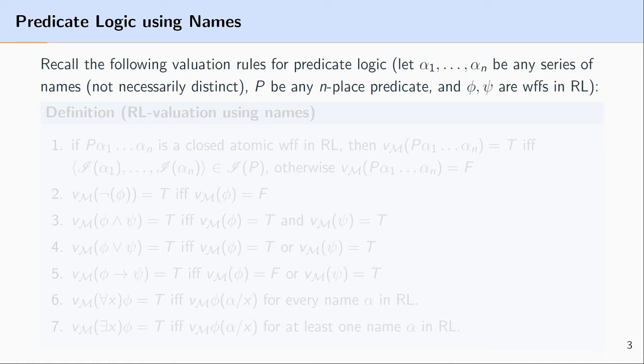classical logic. So let alpha, or A, you can just read it as A, be a series of names. And these names aren't necessarily distinct. They're just a bunch of names. We'll let the uppercase P be any n-place predicate, and phi and psi are well-formed formulas in the language of predicate logic. And these can be any formulas if you want. If looking at these symbols is confusing, you can just substitute whatever well-formed formula you want.